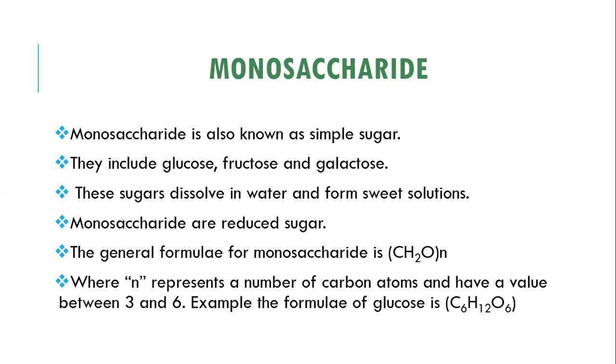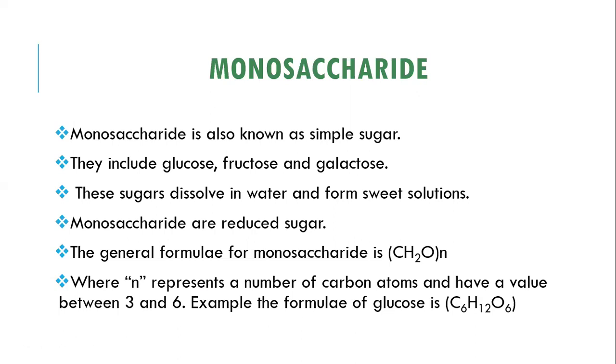The main composing substances in monosaccharides are glucose, fructose, and galactose. These sugars dissolve in water and form sweet solutions. And monosaccharides are reducing sugars. The general formula for a monosaccharide is (CH2O)n, where n represents the number of carbon atoms and has a value between 3 and 6.